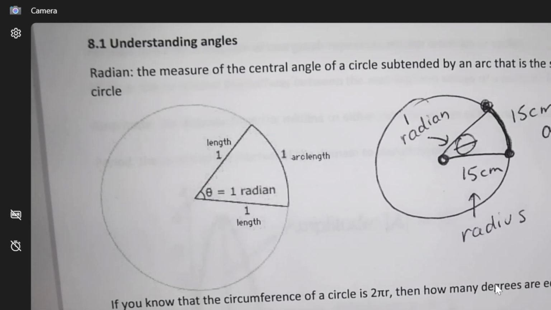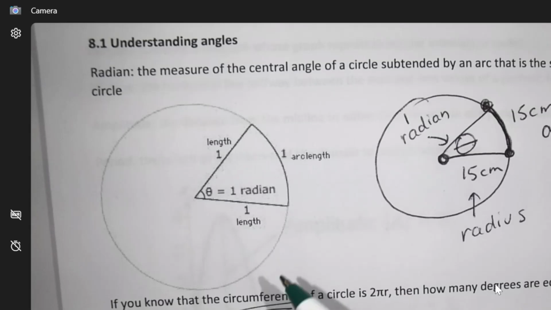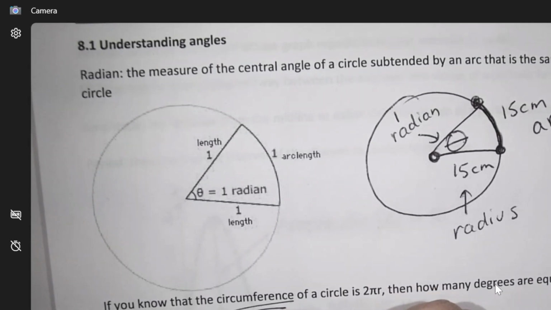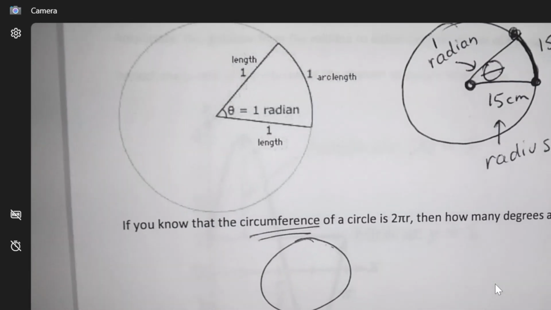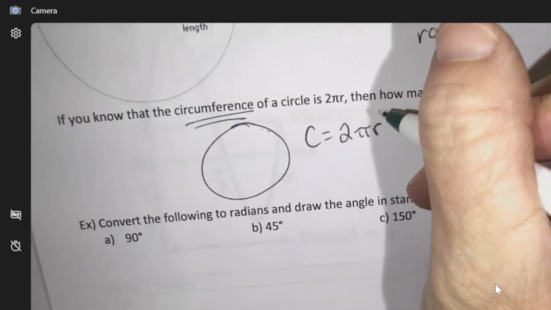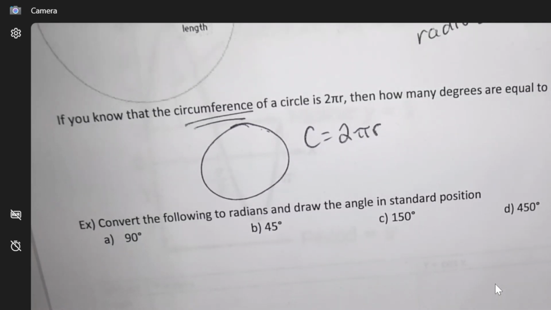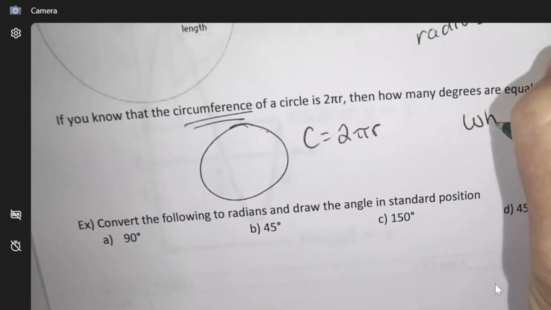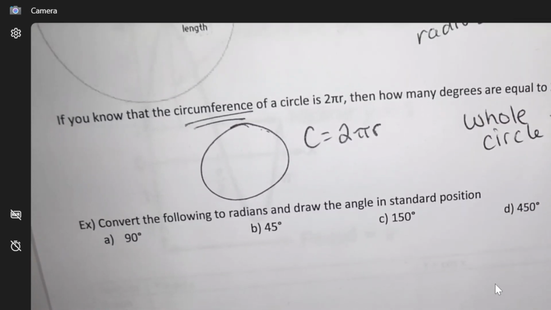Have you ever heard of a circumference? You've probably heard that in grade 7. Circumference means to go all the way around a circle. The circumference formula is 2 pi r. So there's 2 pi radiuses around a whole circle. So then a whole circle is 2 pi radians.